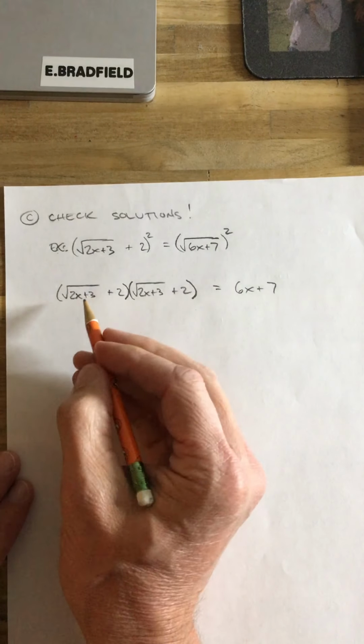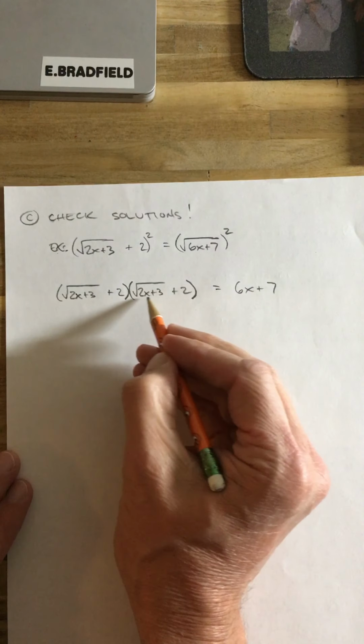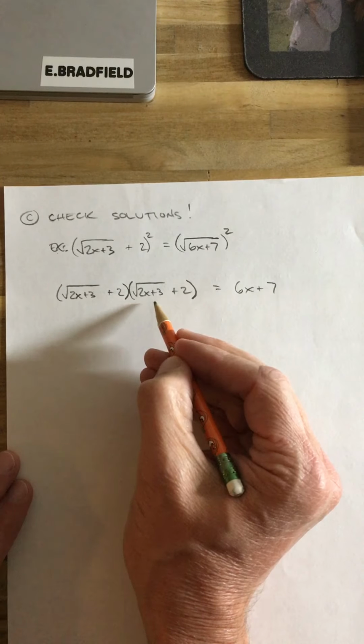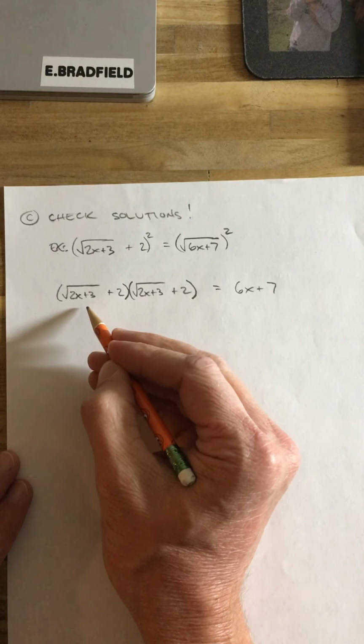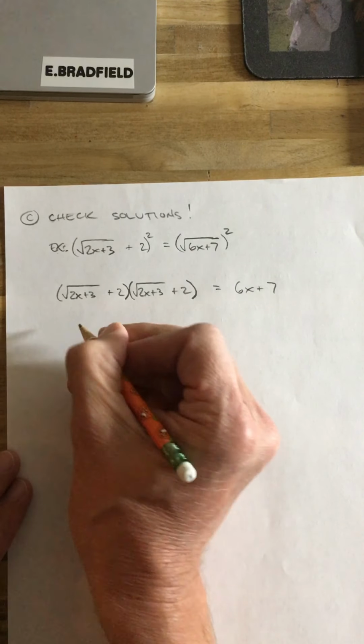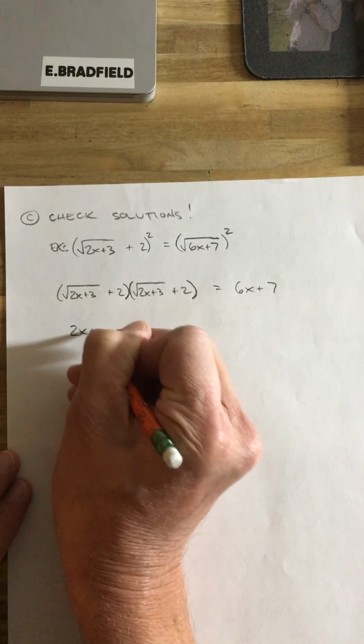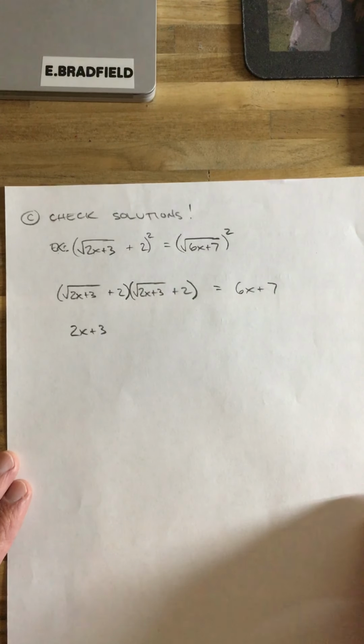All right, here we go. This is fun. The square root of 2x plus 3 times the square root of 2x plus 3. What is that? Well, it's the square root of 2x plus 3 squared. The square cancels the square root, so we're just left with 2x plus 3. Did you catch that? That's the good stuff, all right?